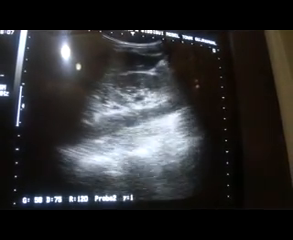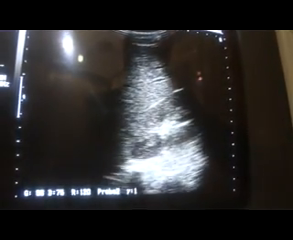Comparing with the right kidney. Now this is the right kidney. Let us compare the echogenicity of the kidney and the liver. This is liver echogenicity, this is cortical echogenicity of the right kidney. They are almost equal, so the cortical echogenicity of the kidney is normal.